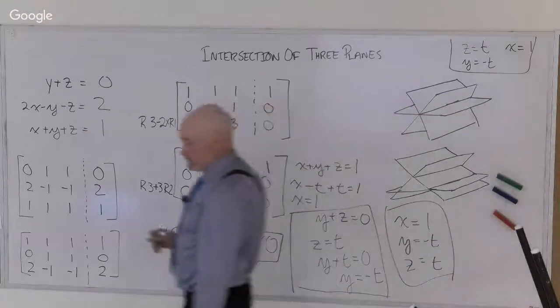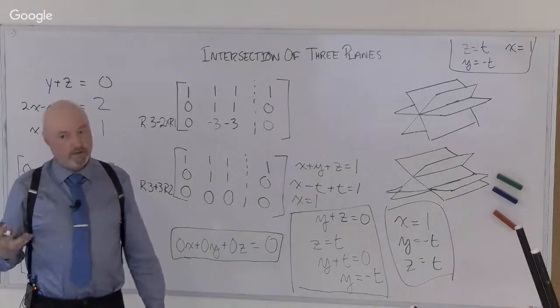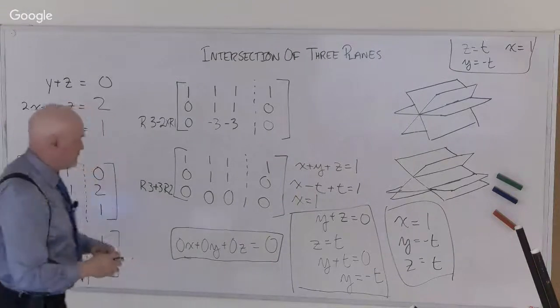So that's 3 planes intersecting in a line. The internet looks bored right now. No? Internet's okay? All right, hooray.